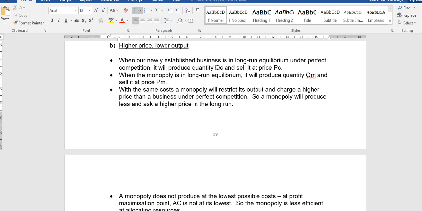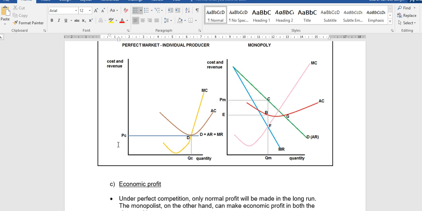Okay, this is what I was talking about earlier. QC is the quantity that is produced by the individual producer, and PC is the price that is charged by the individual producer for perfect competition. For the monopoly, QM is his output and PM is his price. But you will see that is the labeling that was used on this graph.